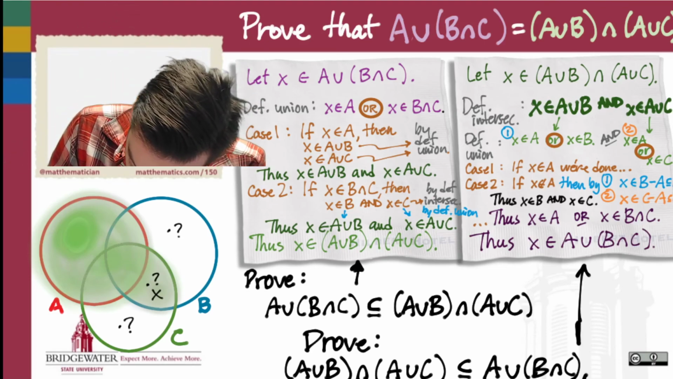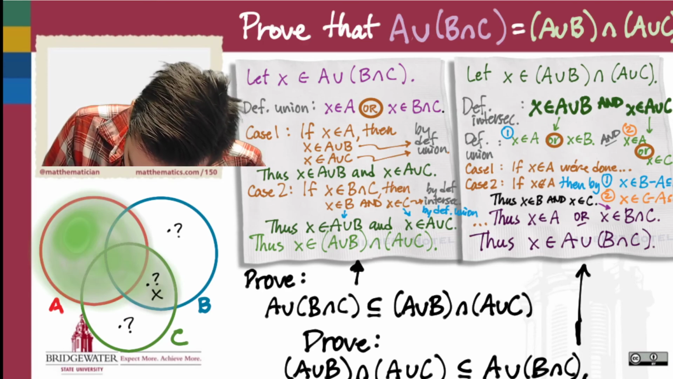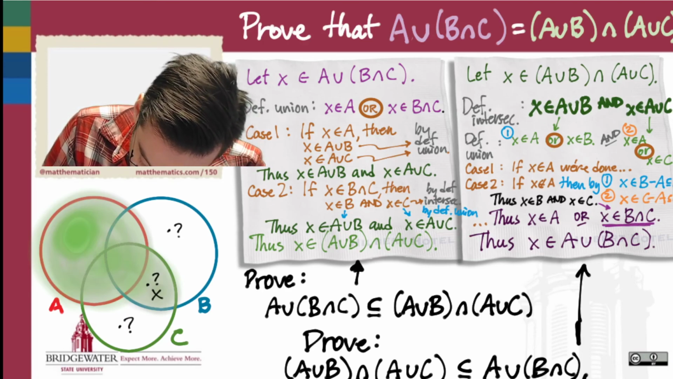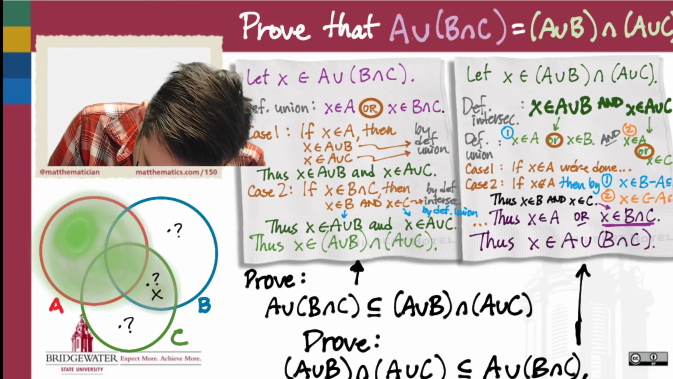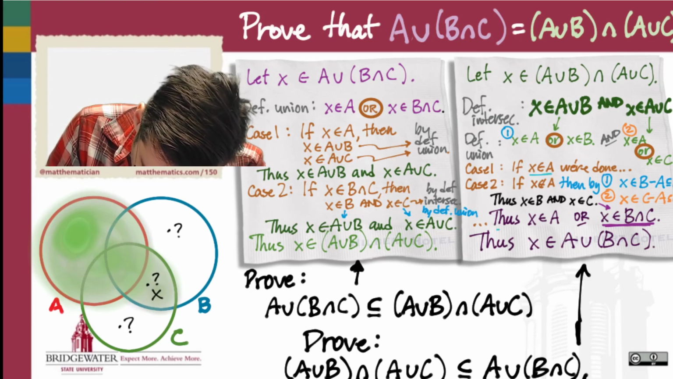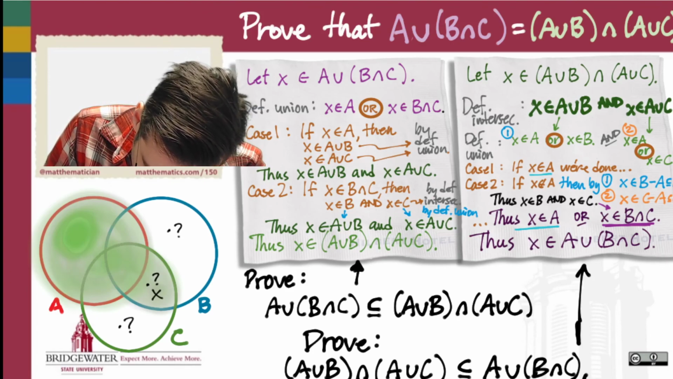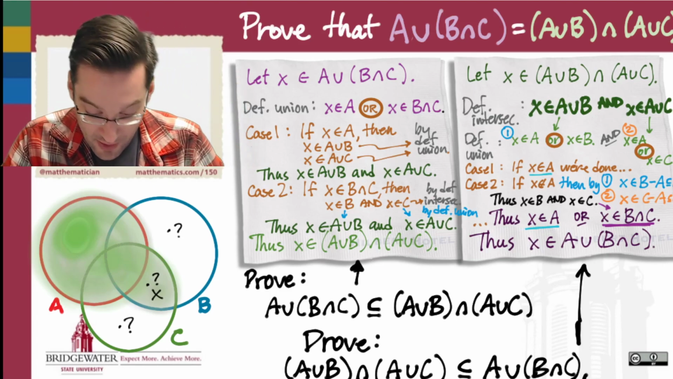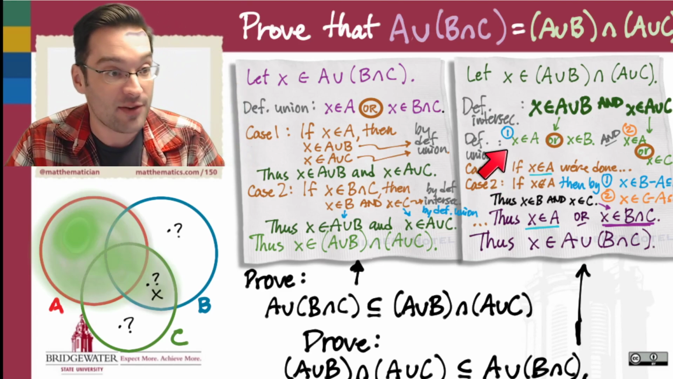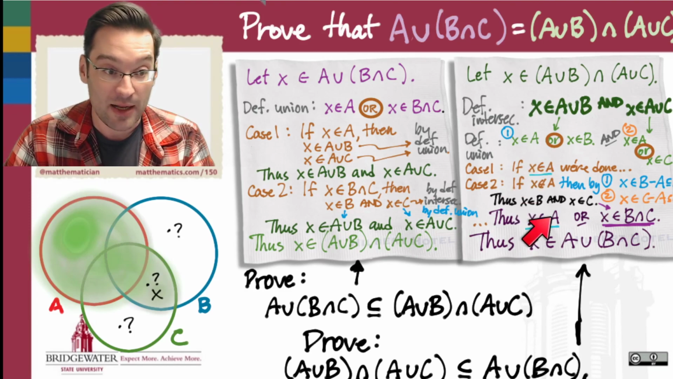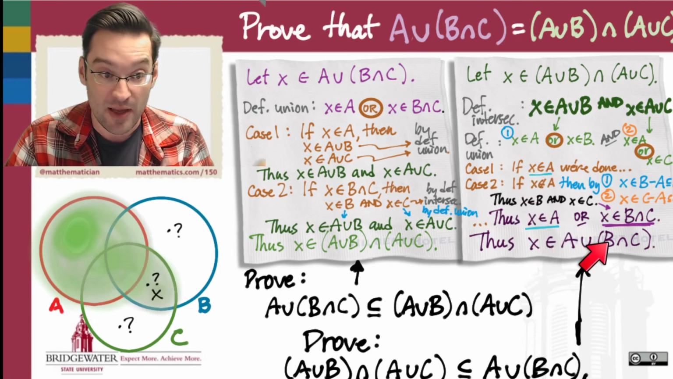So in case 2, we end up hitting the other target. In case 1, where we assume that X belongs to A, we hit the first of the two targets. So that's why those two targets were both necessary. In the case where X is an element of A, we're automatically done because it will belong to the union of A with anything.